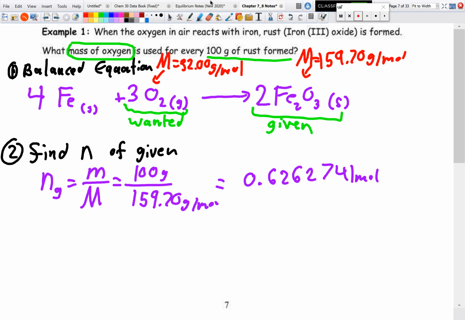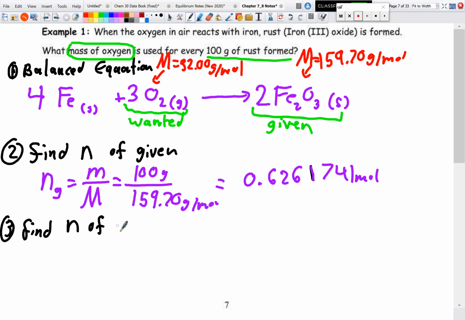Oh, sorry, that's not 0.6262, it's 0.6261. Sorry, I just read that wrong on my calculator. Either way, we can move on to step 3.